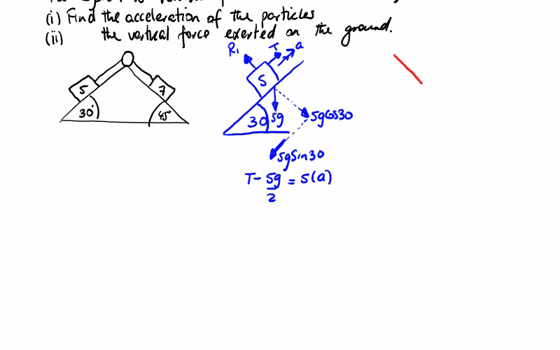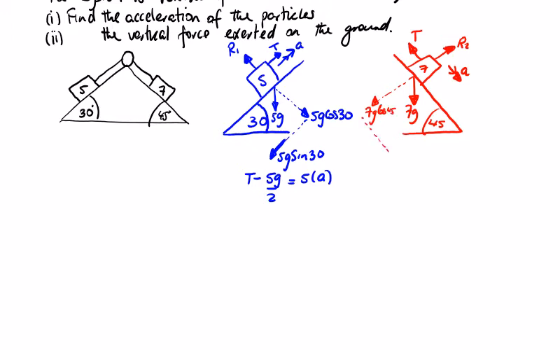We look at the 7 kilogram on the other side. We have 45, we have our 7G, and a reactionary force we'll call R2. Tension goes back up the hill and acceleration goes down the hill in this direction. We have 7G cos 45, and parallel to the incline we have 7G sine 45. So we're going down, so we start with 7G sine 45, which is 7G over root 2, minus T is equal to 7 times A.